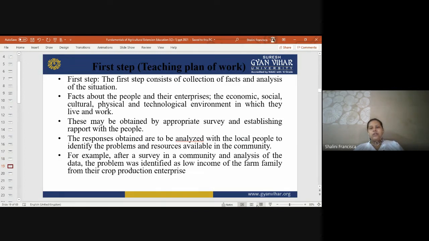The first step consists of collection of data and analyzing of the facts. In this step, we are trying to make people aware that before going into the field, we have to understand what the actual problem of the village is, what the biggest picture is, and then we will move on to the small components of that picture.